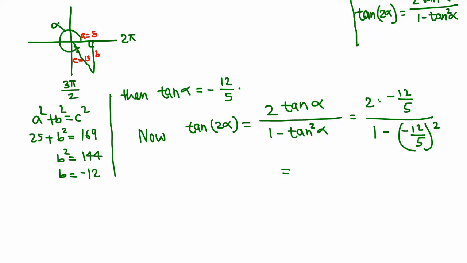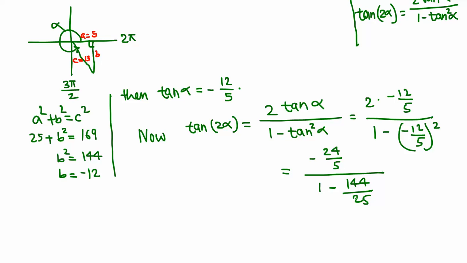Times means let's multiply. This is on the top, 2 means 2 over 1, so 12 times 2, 24 over 5, so negative 24 over 5 on the top, all over 1 minus negative 12 over 5 squared. Negative squared means negative 1 times negative 1, positive 1. 12 squared, that's 144, over 5 squared, that's 25.